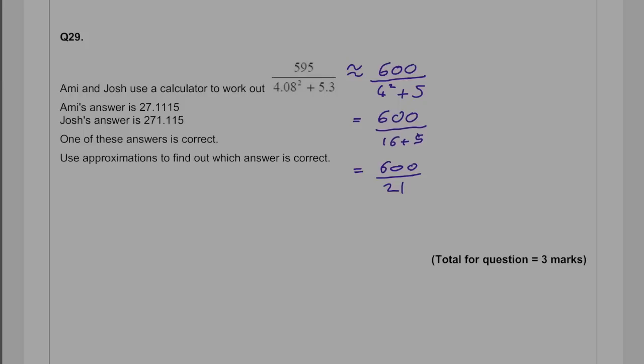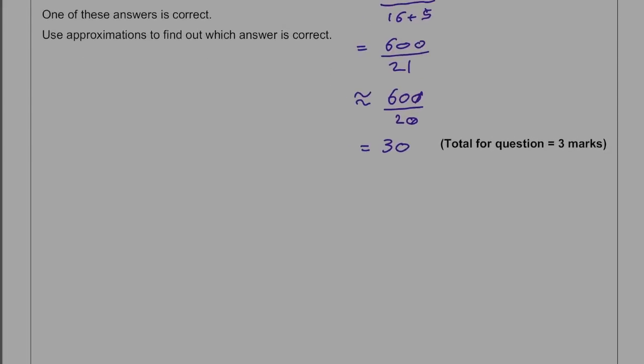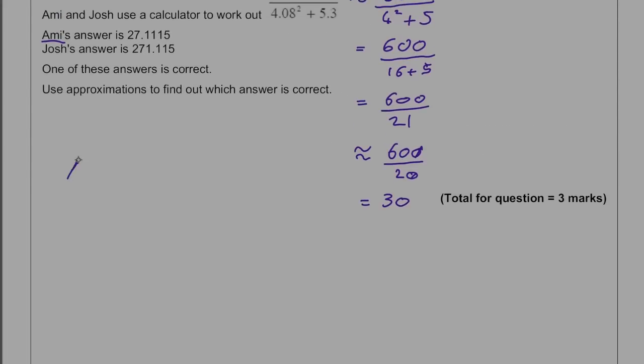I'm then going to say that that's approximately equal to, because I'm going to round that 21 to 20, 600 divided by 20, which is equal to 30. So the answer needs to be roughly 30. Which answer is correct? So I would go Amy. Amy's answer is correct.